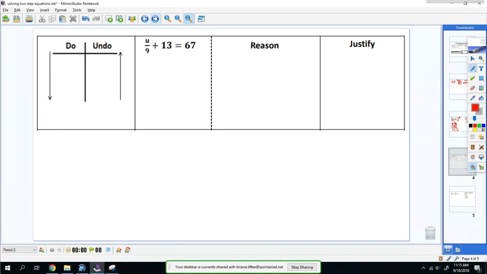So same idea. We have u divided by 9 plus 13 equals 67. We have a left side and we have a right side. So we're going to look at the left side, and the number we're going to look at would be 13. So what we're doing with that 13 is we're adding it, and the way we undo it is we'll subtract it. So we're going to subtract 13 from both sides.